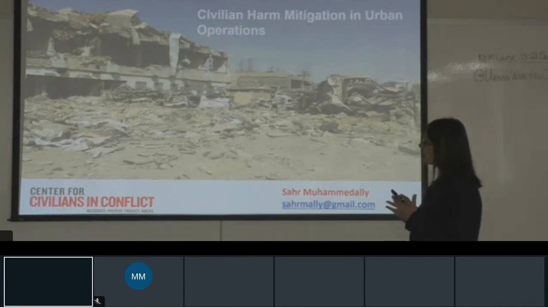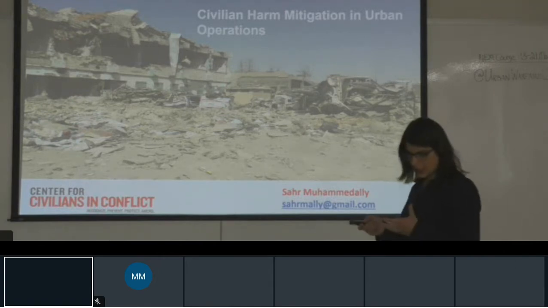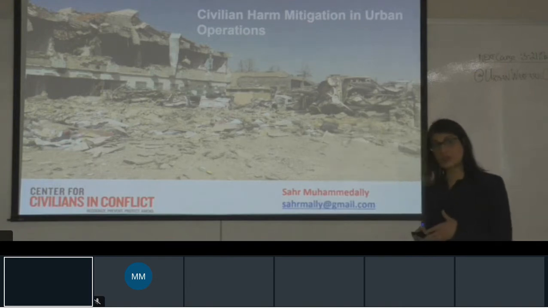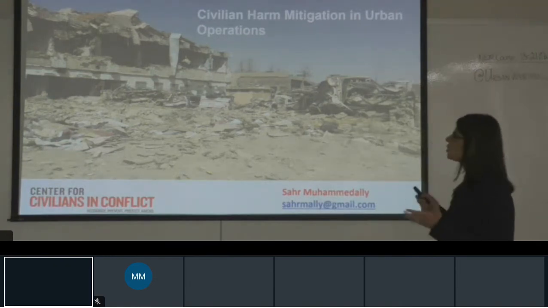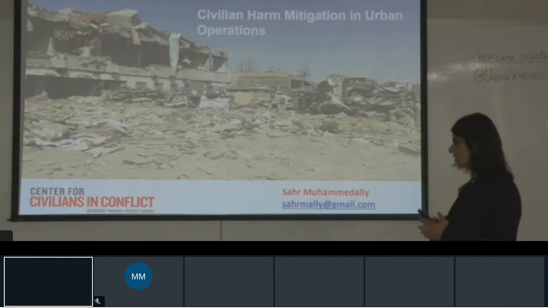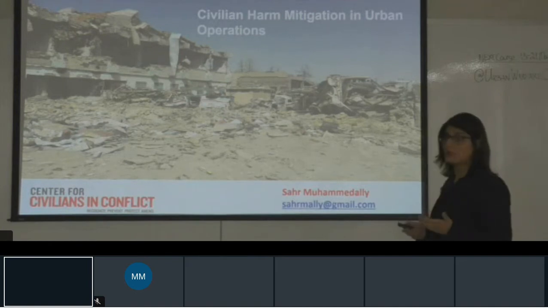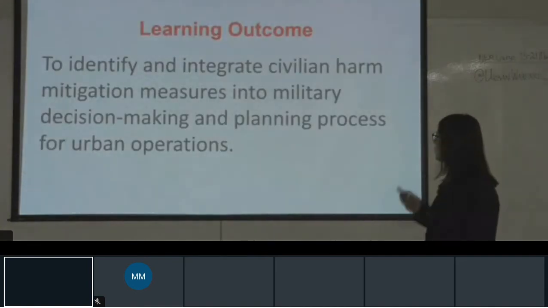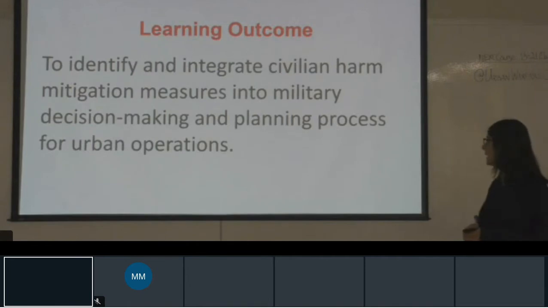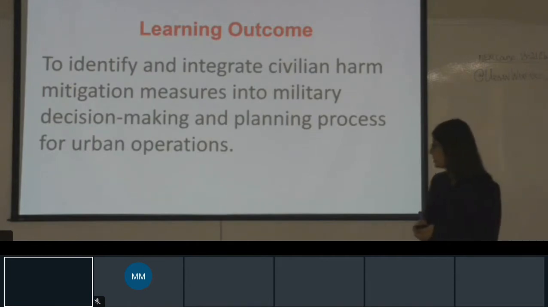It illustrates that the high intensity combat against ISIS ended in October 2017. It was the 5-year anniversary of the liberation of Mosul last week. But it illustrates the challenges and the long-term impact of war in urban areas when critical infrastructure is destroyed. It just takes a long time to rebuild. So the purpose of today's hour is to identify and integrate civilian harm mitigation measures into the military decision-making and planning process for urban operations.